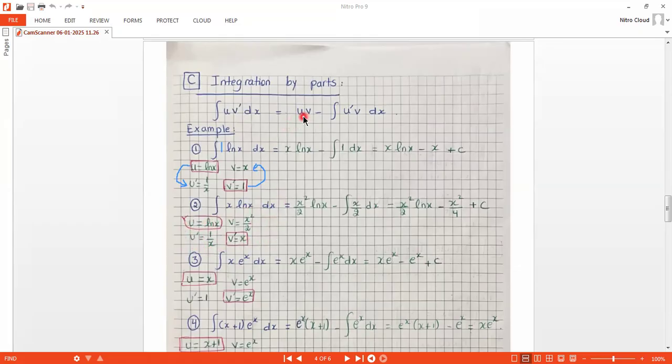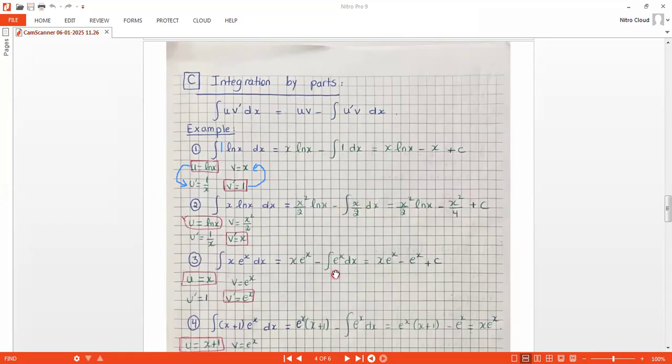Now we apply the rule, uv, you multiply u by v, you get x squared over 2 ln x minus integral of u prime v. 1 over x times x squared over 2 is x over 2. And the integral of x over 2 is x squared over 4, because the 1 over 2 is a constant, you put it outside, and the integral of x is x squared over 2. Then you multiply the denominators, you get x squared over 4.